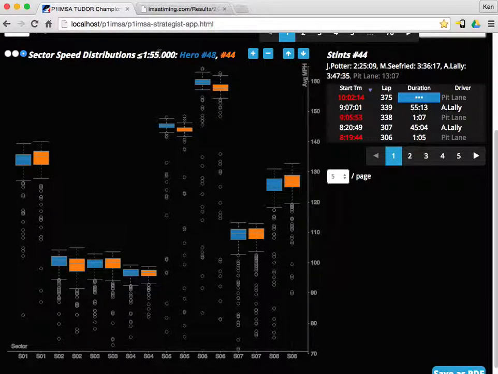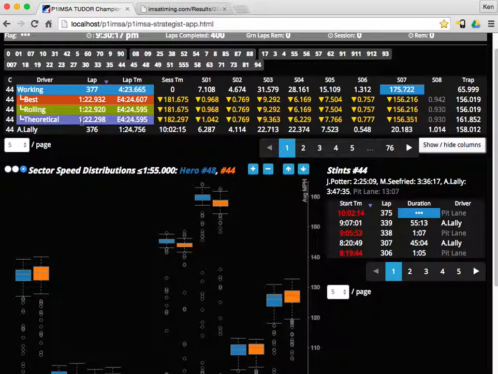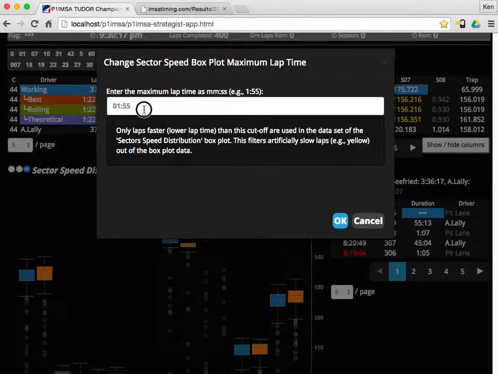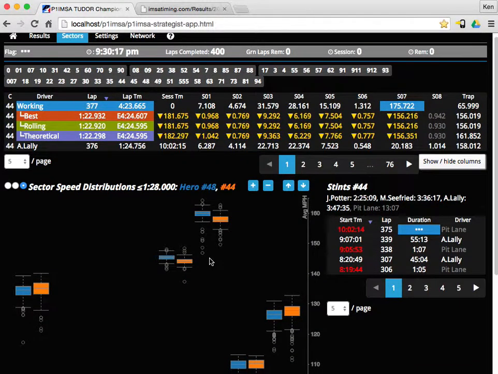And what we can do is we can remove some of that clutter from our data here. We're doing a 1 minute 22 or so per lap. So what we can do is go here and change that to say, please exclude all the laps which are, say, 1:28 or so. And we'll see a lot of those outliers disappear, and we'll have a smaller number of outliers.